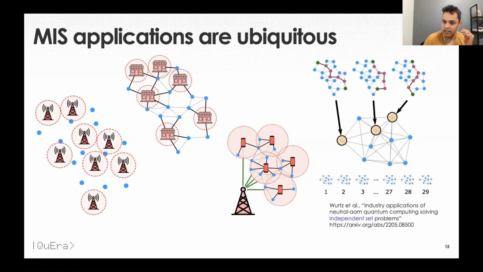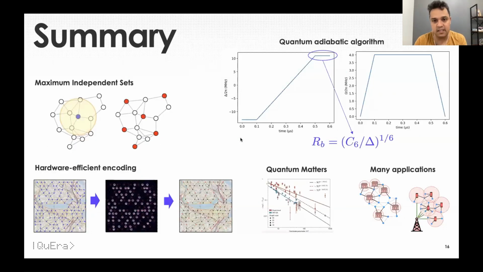We have recently learned that you can do this for chip design, VLSI chip design. We have recently learned that this can be used for satellite mission planning. So there are many, many applications of this maximum independent set problem that you can look at. Sometimes they're going to be geometric, sometimes they're not. There's a lot to think about there, but that's the summary.